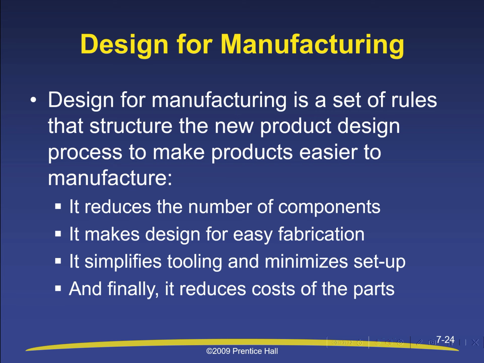Design for manufacturing. Design for manufacturing is a set of rules that structure the new product design process to make products easier to manufacture, such as: it reduces the number of components, it makes design for easy fabrication, it simplifies tooling and minimizes setup, and finally, it reduces costs of the parts.